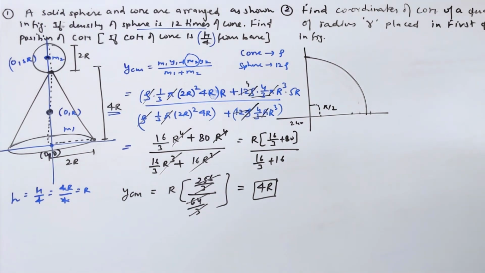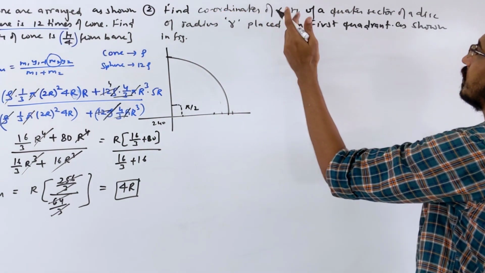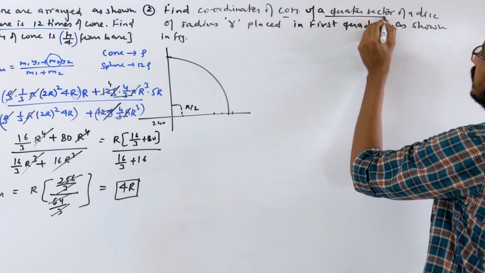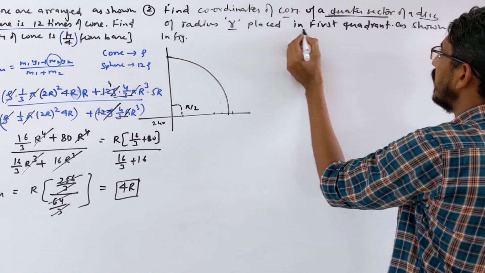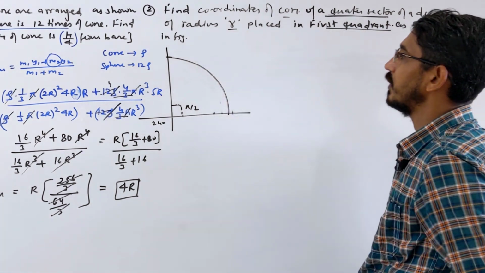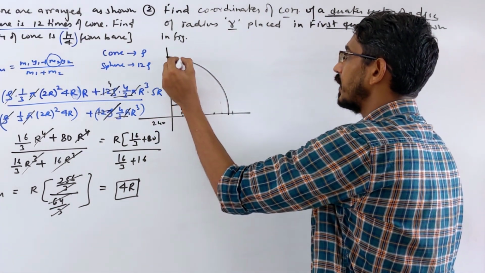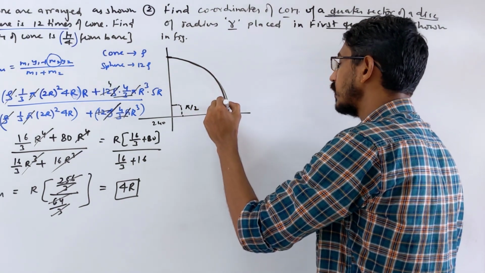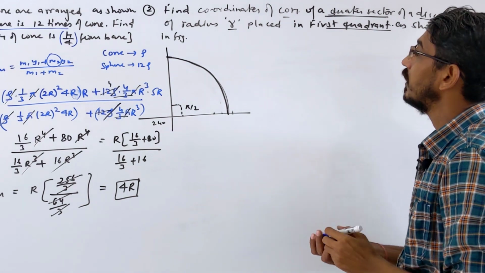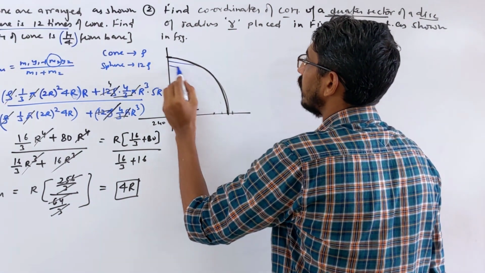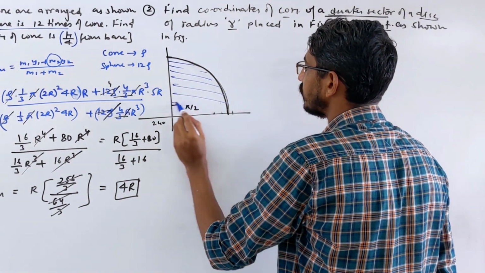Let's see this problem. Find the coordinates of the center of mass of a quarter sector of a disk of radius r placed in the first quadrant as shown in the figure. So one quarter of a disk is placed here, and we have to calculate the position of the center of mass.